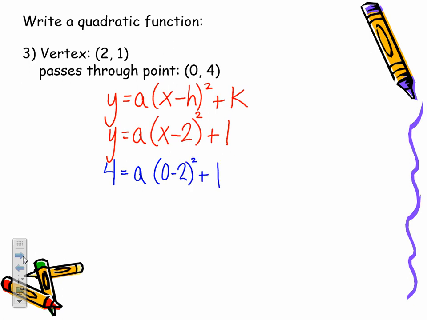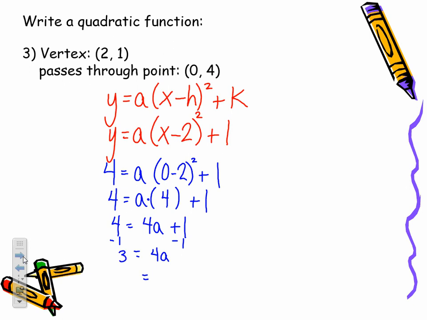And now when we calculate that to simplify, we get 4 equals a times, and we'll take a look at what's happening here in the parentheses, 0 minus 2 is -2. Squared is a 4. So I have 4 equals a times 4, which is the same thing as 4a, plus 1. We'll go ahead and subtract the 1 to get the a by itself. 4a equals 3. a equals 3/4.